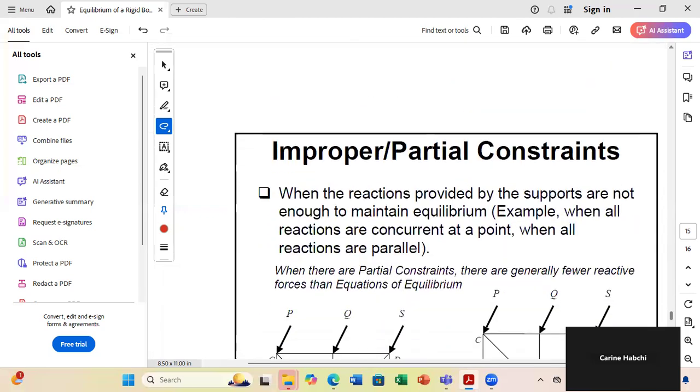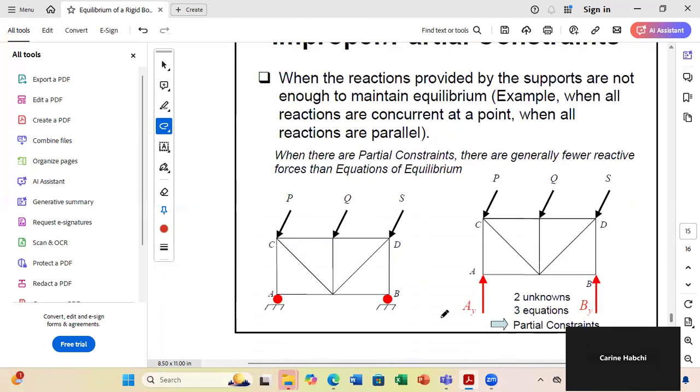Now, improper or partial, as we said, if I have two rollers, this is partial constraints. So it's not enough to have two rollers. I might have equilibrium in some specific conditions, but not in all conditions.